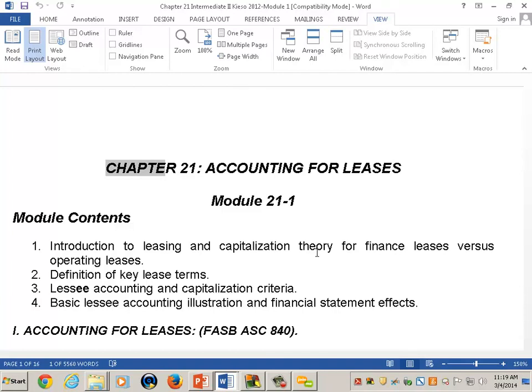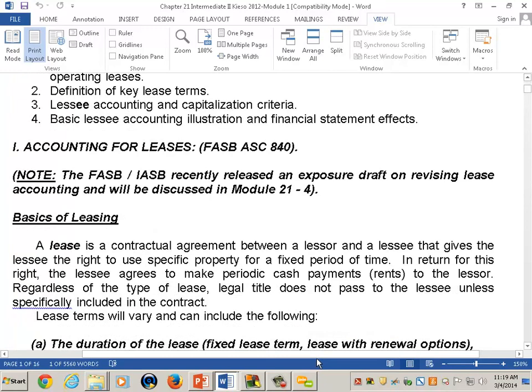So I'm going to introduce you to leasing theory, the concept of finance versus capital leases. We want to go through some lease terms. We want to look at the lessee and then the capitalization criteria, and then we're going to go through some basic illustrations.